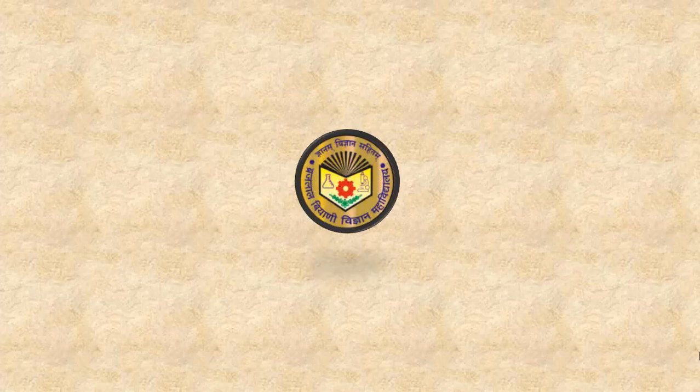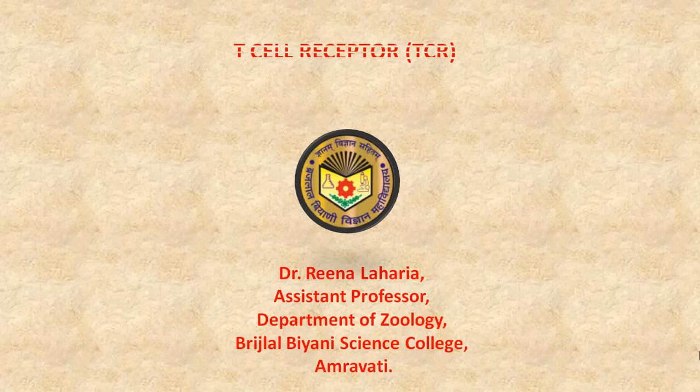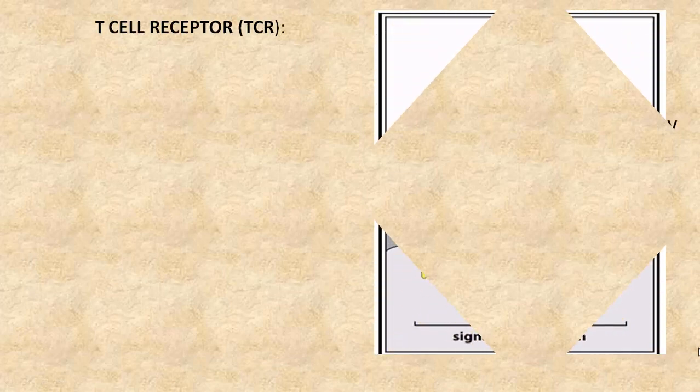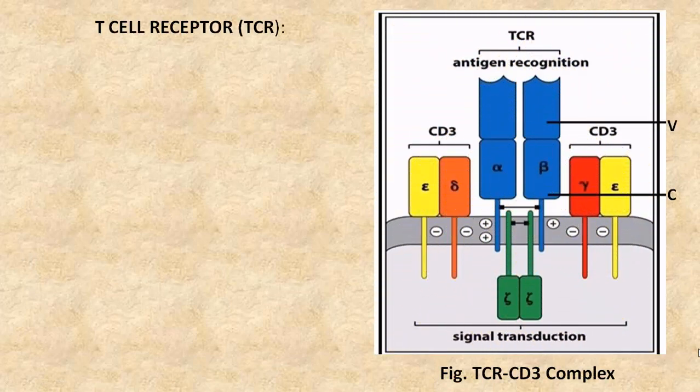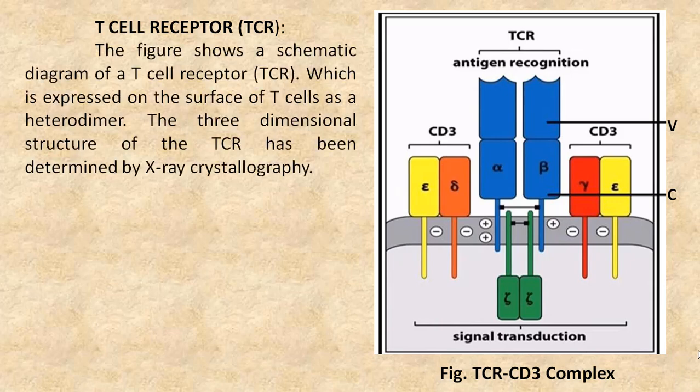Hello friends, today we are going to see the topic T cell receptor. The figure shows a schematic diagram of T cell receptor which is expressed on the surface of T cells as a heterodimer. The three-dimensional structure of T cell receptor has been determined by X-ray crystallography.